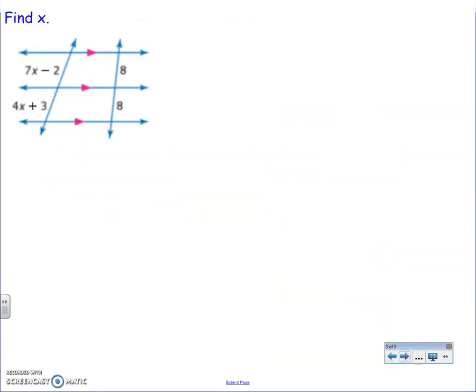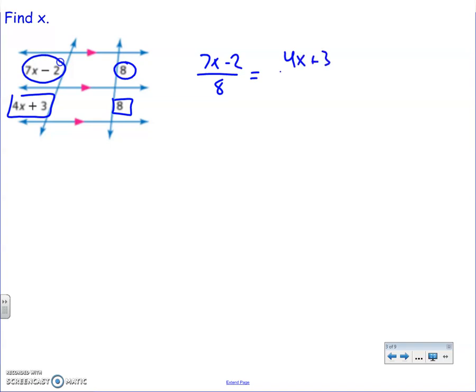Alright, so find x here. Here we don't have the liberty of splitting into two different shapes. We have to do the parallel technique. So this goes with this, and this goes with this. Circle over circle equals square over square. Multiply both sides by denominator. Hey, this is 1 and they're both matching. That's nice. That means they both cancel out. It's just going to be 7x minus 2 equals 4x plus 3.